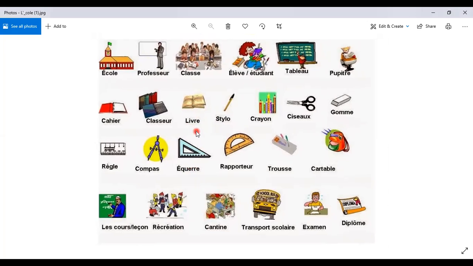So can you read some of the material with me, and then we will go to the other. So just read the vocabulary with me. Une école. This means a school. Un professeur. This means a professor, a teacher.